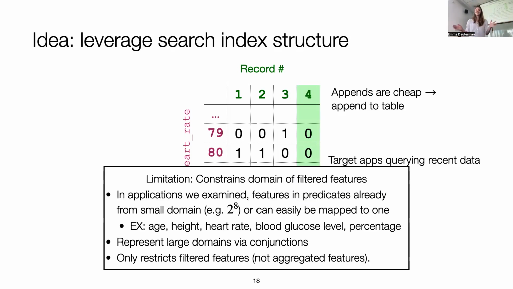One limitation, which I alluded to earlier, is that now the domain of our filtered features is constrained because we need a row for every possible value. However, in the applications we examined, we found that features and predicates were already from a fairly small domain or could easily be mapped to one, for example around 256. These include age, height, heart rate, blood glucose level, or some percentage. You can also represent large domains via conjunction. You can have a feature for the high order bits and a feature for the low order bits, and then consider an AND between the two. Also, this only restricts features that you're filtering on, not features that you're aggregating.